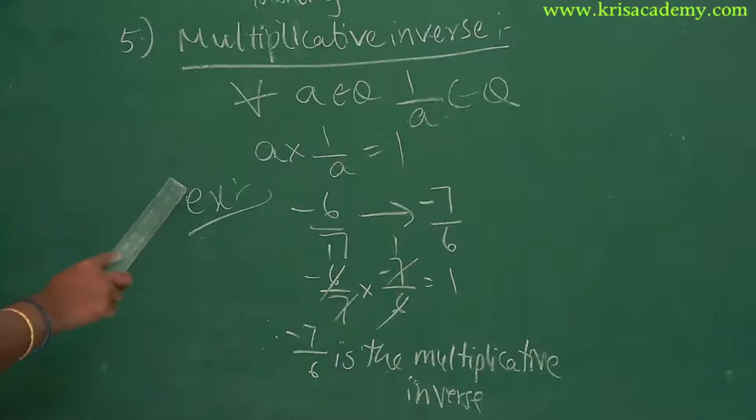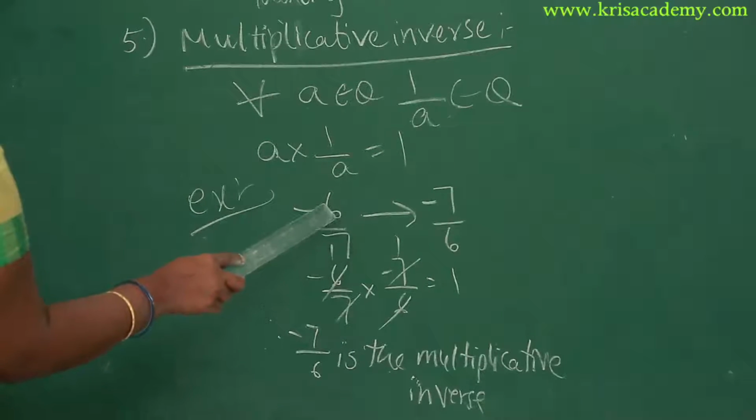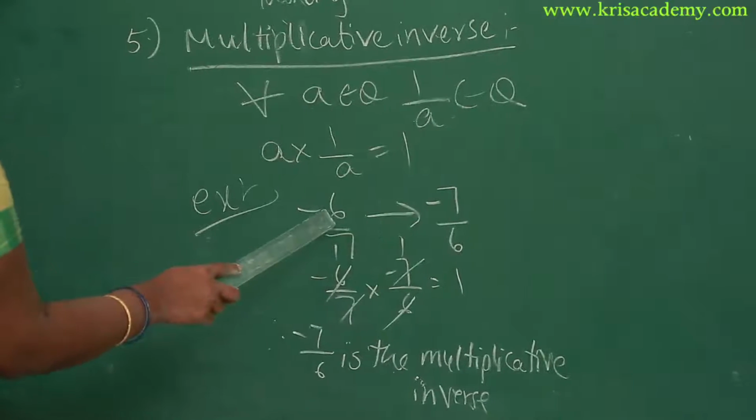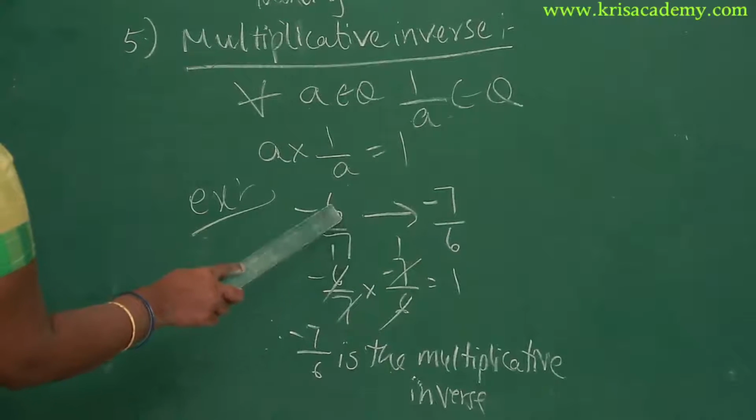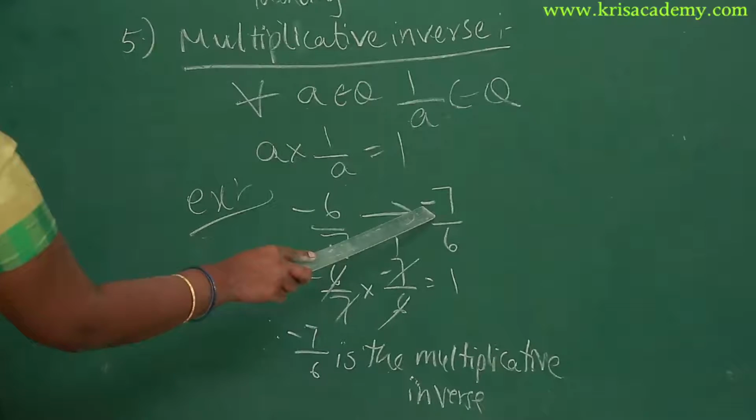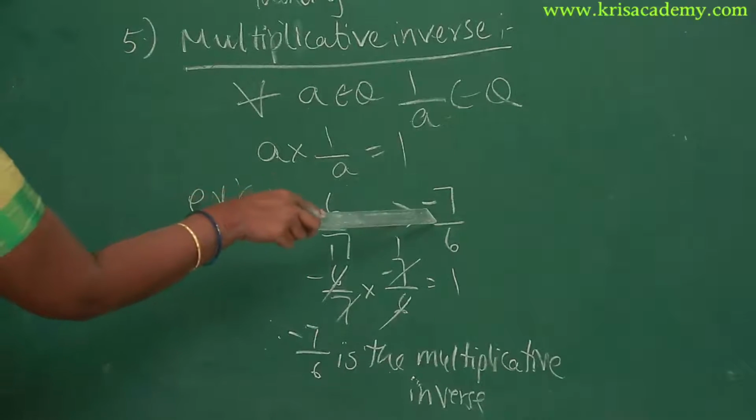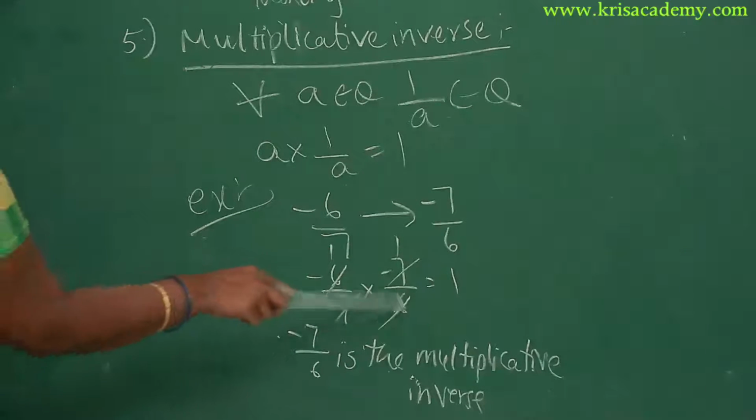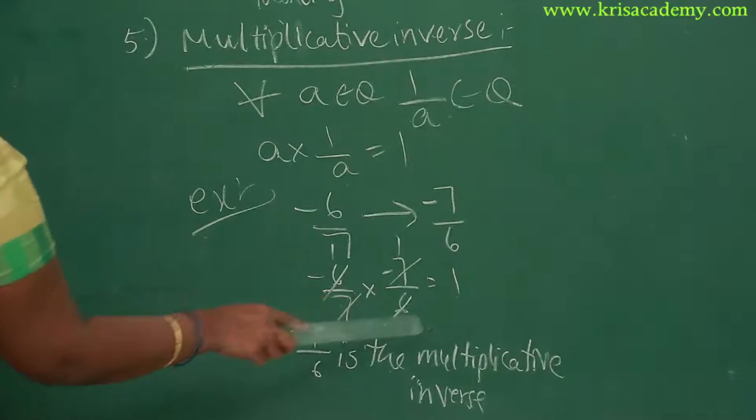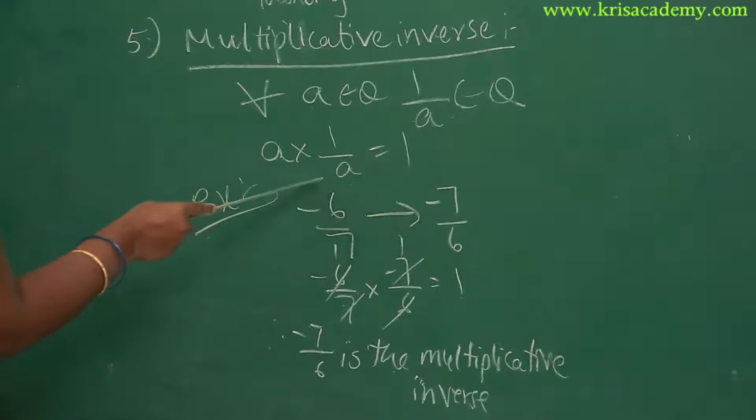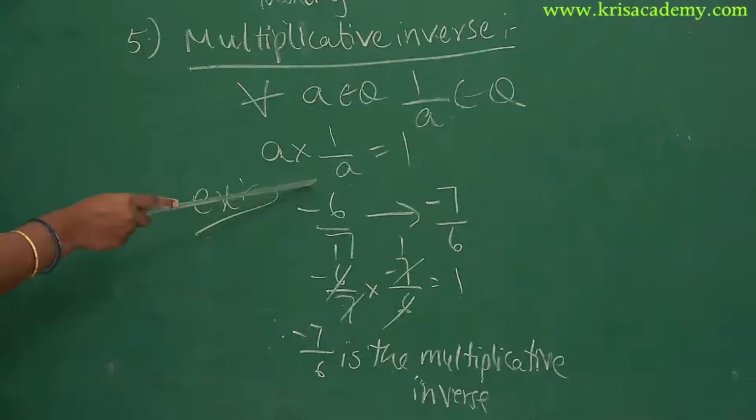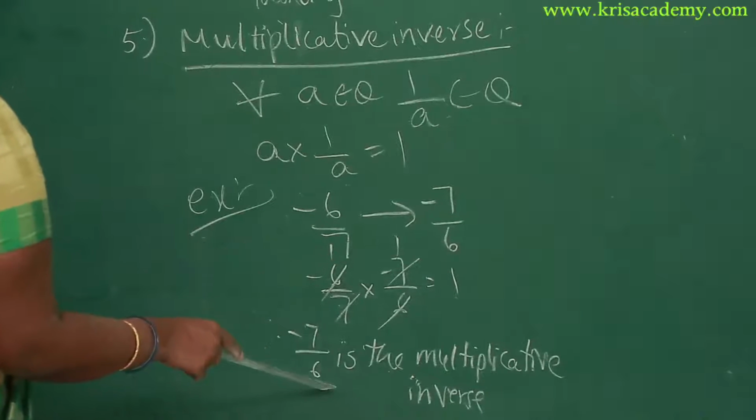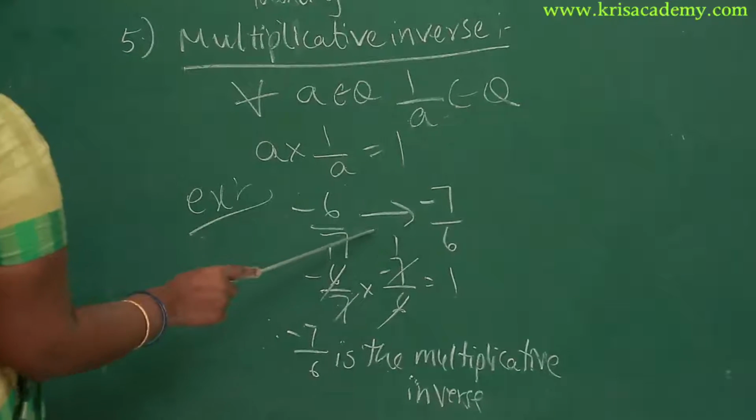Now let us take example, minus 6 by 7. What is the multiplicative inverse of minus 6 by 7? Minus 7 by 6. One more important point, in multiplicative inverse, only the numerator and denominator interchange, not the sign. So whatever signs are there, as it is, we will write in the answer. Minus 6 by 7 will become minus 7 by 6. Multiply both, we will get the answer 1. Therefore, minus 7 by 6 is the multiplicative inverse of minus 6 by 7, and minus 6 by 7 is the multiplicative inverse of minus 7 by 6. Therefore, multiplicative inverses are reciprocals of each other.